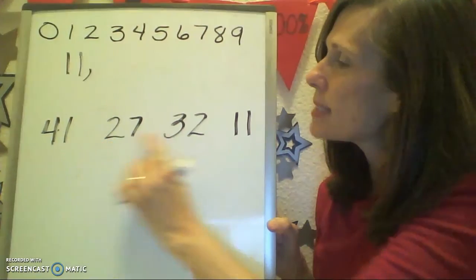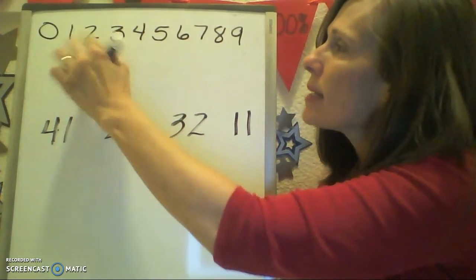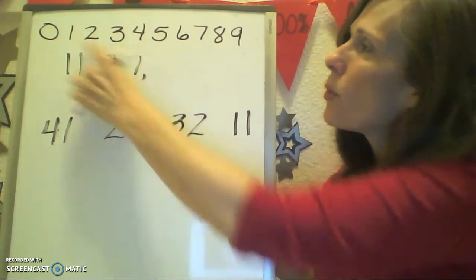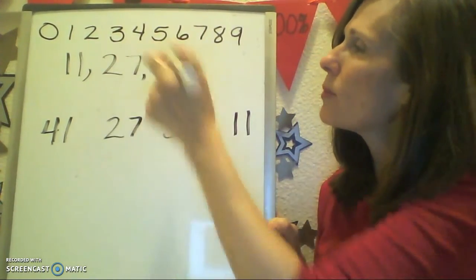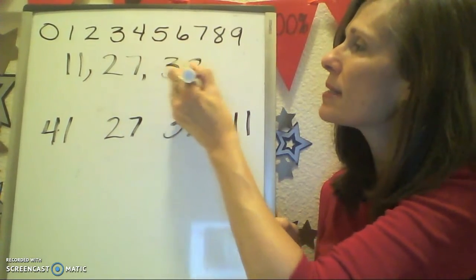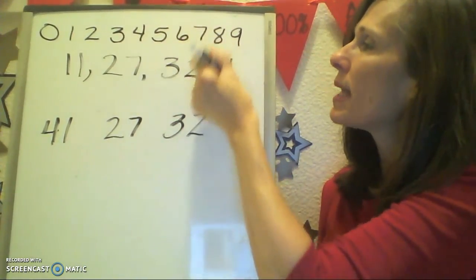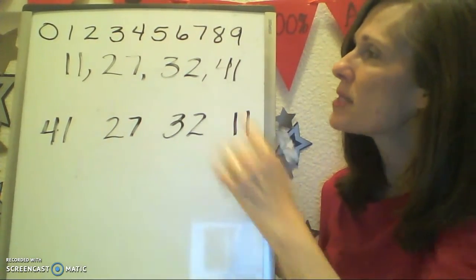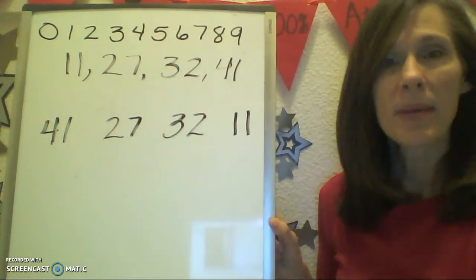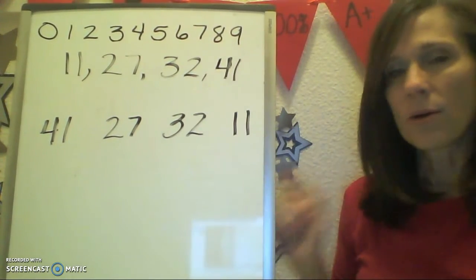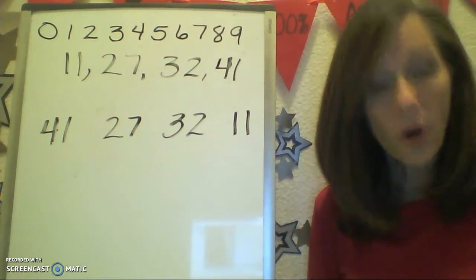Then I look at my tens place, 2 would be next, right? 27. Then I look at my number order, 1, 2, 3, 3 would be next, or 32 would be next. And then I look at my number order 4, so 41 would be next. Okay, so if I'm putting these numbers in order, this is how they would be in the correct number order. Okay? All right, so let's make it a little harder.